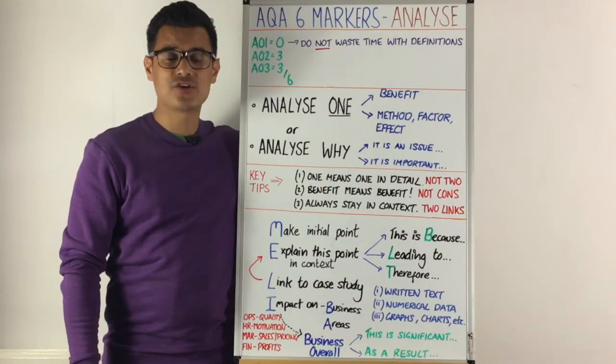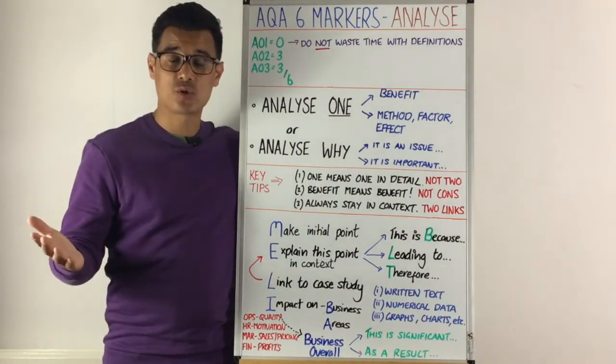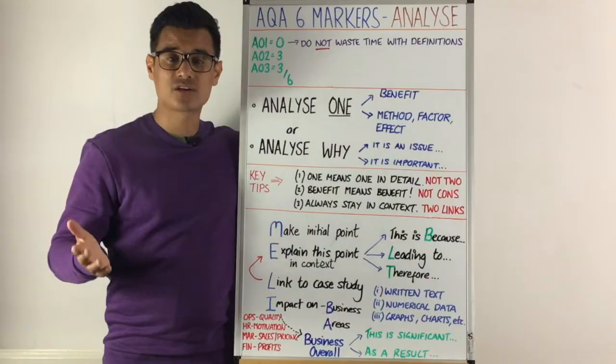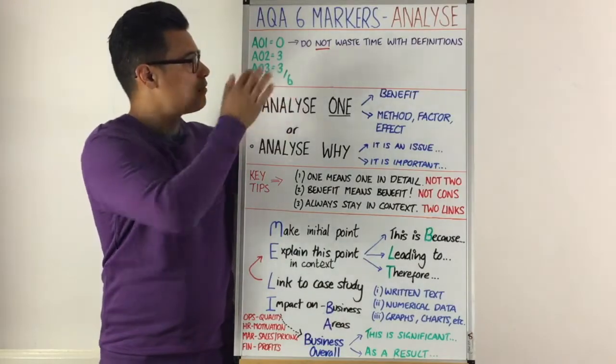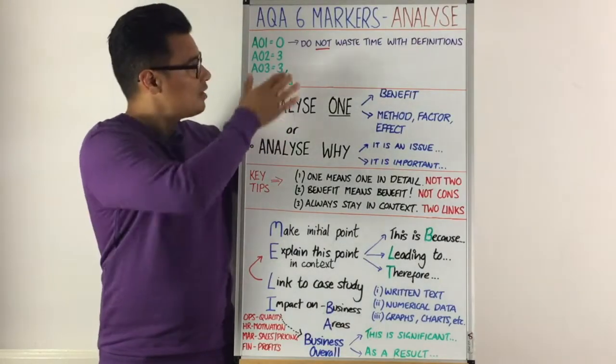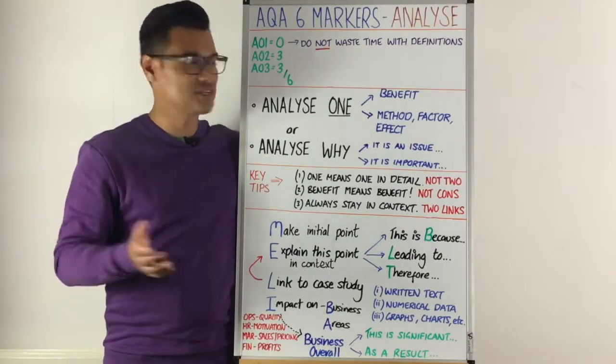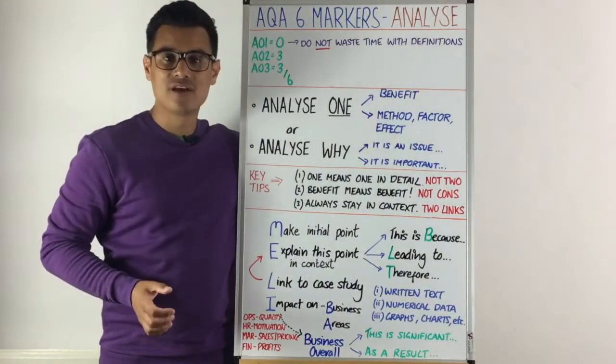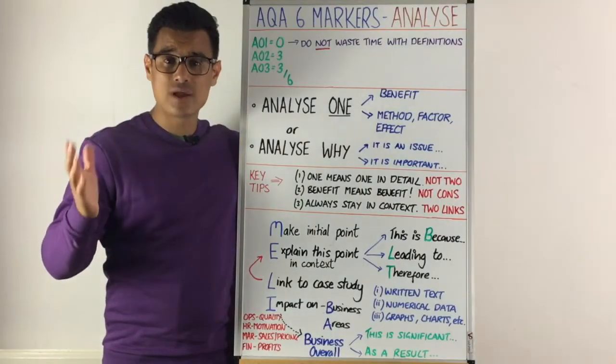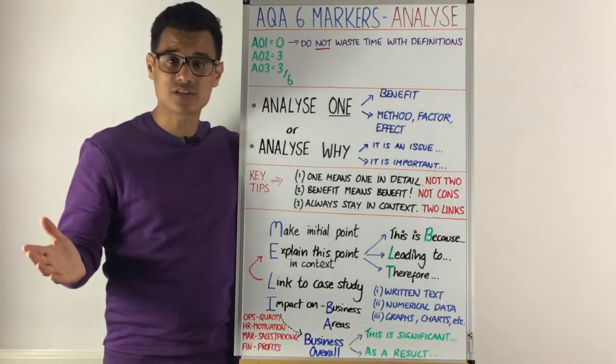Let's have a sesh on AQA 6 markers, the analyse question. In terms of how the marks are allocated, there are 3 marks for analysis for AO3. There are 3 marks for AO2 for your application using the context, but there are no marks for AO1, so there's no need to waste time with definitions because there's no marks for it.